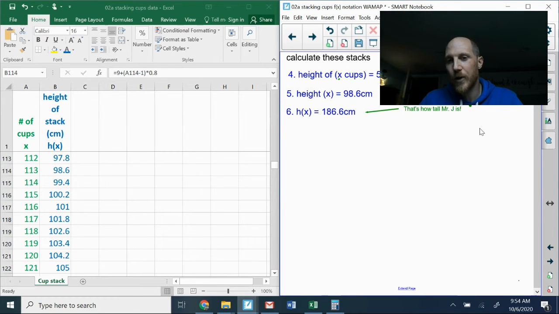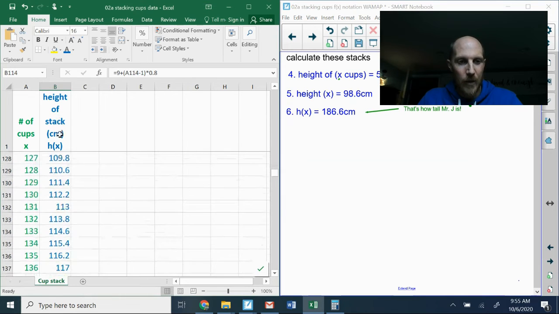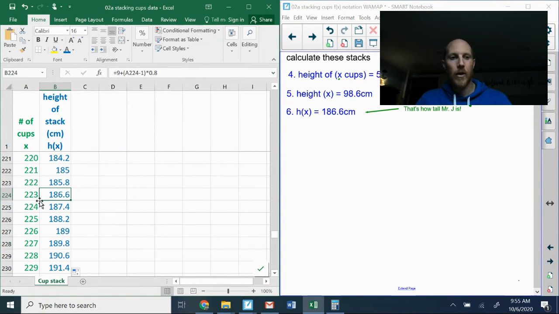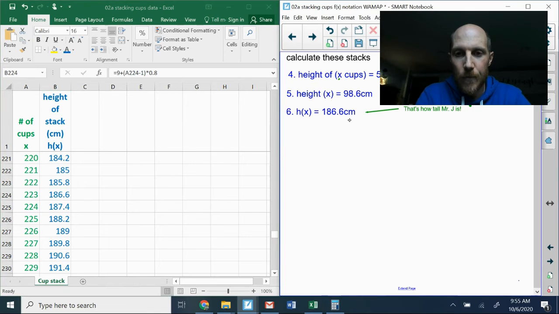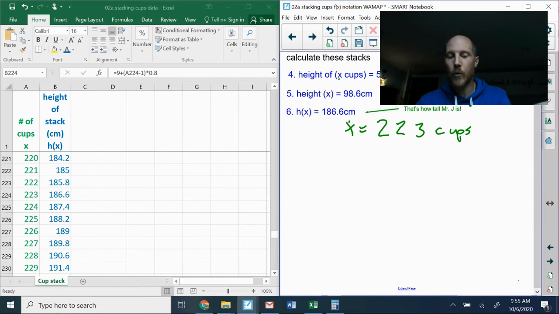Okay, last question. What if I wanted to get a stack of cups that's as tall as me? This is what you guys guessed, even though you've not actually seen me. That's okay. So 6'1" and 3/8, something like that, converted to centimeters is 186.6 centimeters. So let's find the height over here. I got to scroll. 186.6 centimeters. So I'll keep going. There it is. 223 cups. Oops. All right. Well, hey, I wonder what your guess was like, if you were pretty close or not.